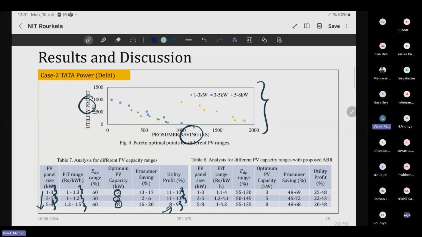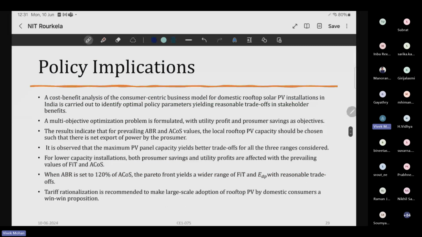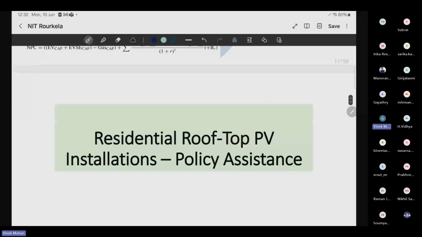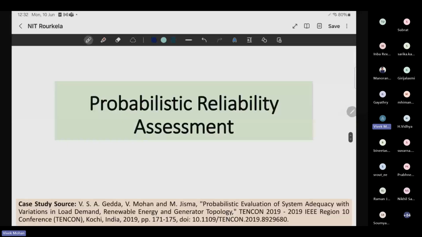So this is one way of optimizing the policy decisions for considering the benefits of different stakeholders. So this is what is with this one, policy implications and Pareto optimization of profits with respect to rooftop PV installations. So this is one session, and one more section is there, which is probabilistic reliability assessment. But I'm not going to that now. I'm winding up as of now. If you have any doubt, you can ask.